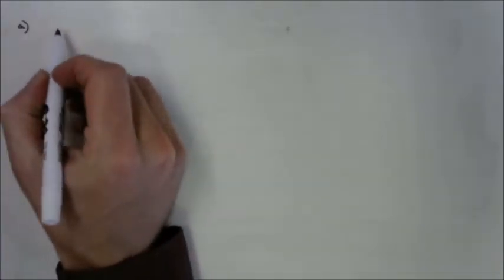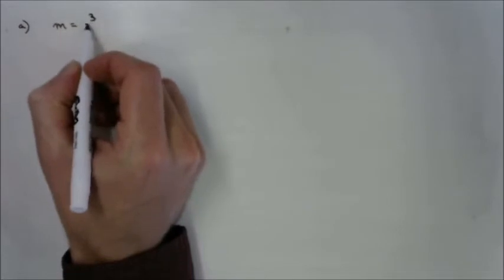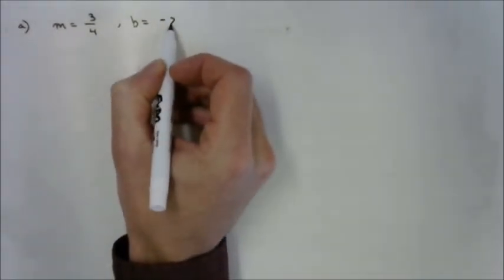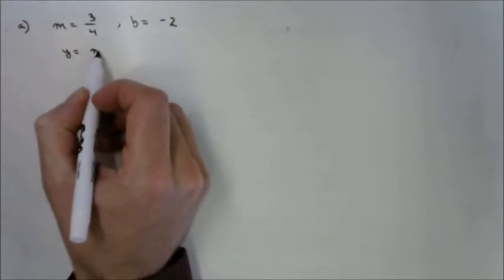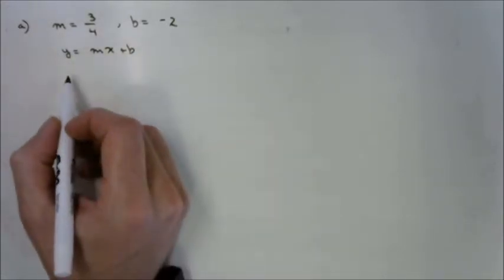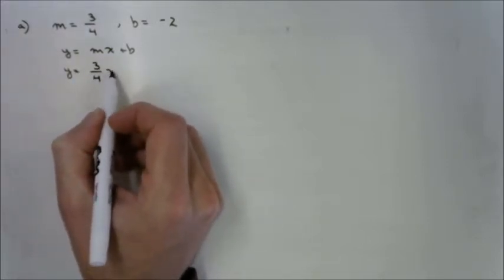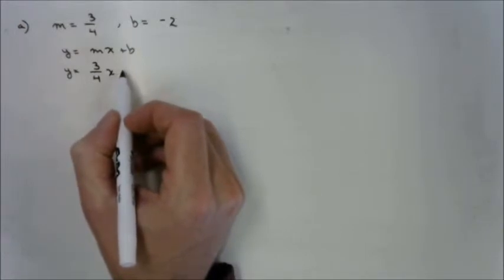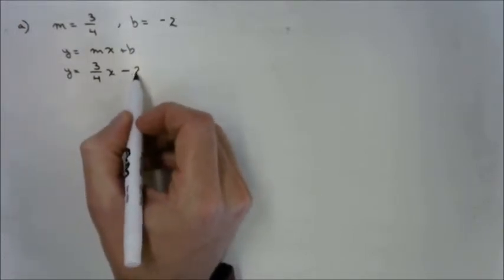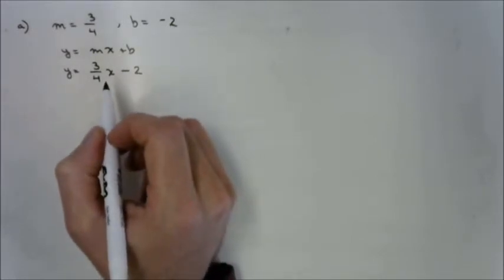In example 1, you determined the slope and the y-intercept and an equation just by looking at the graph. Now we're going to develop an equation by being given m and b. Alright, so let's look at A. They tell you that m is 3 over 4 and b is negative 2. So, let's write our equation. y equals mx plus b. And sub in what we know. m is 3 over 4. So we have y equals 3 over 4 times x. And b is negative 2. So we have plus negative 2, which is just minus 2. And that's the equation of our line.